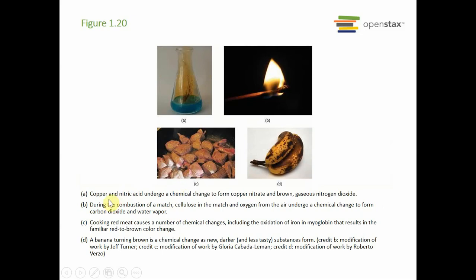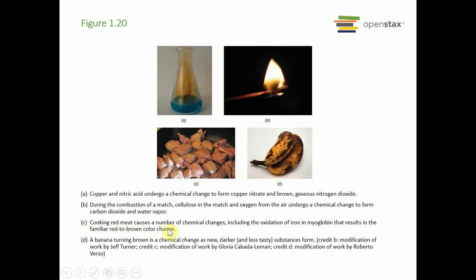In this figure, we see that copper and nitric acid undergo a chemical change to form copper nitrate and the brown gaseous nitrogen dioxide. Now, don't confuse this with laughing gas, which is dinitrogen oxide. So this is NO2, and laughing gas is N2O. During the combustion of a match, cellulose in the match and oxygen from the air undergo a chemical change to form carbon dioxide and water.